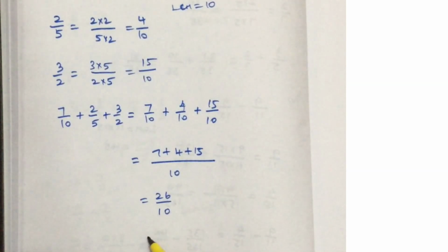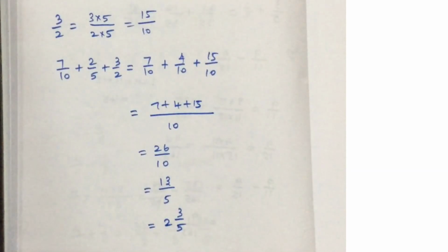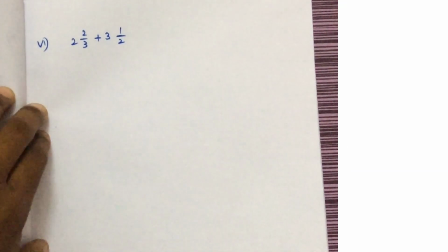If you want to cancel it, you can do that: 2 5s are 10, 2 1s are 2, 2 3s are 6. So 13 by 5. If you want to write it as a mixed fraction, it is 2 3 by 5. You can check this. Problem 2: 2 2 by 3 plus 3 1 by 2.